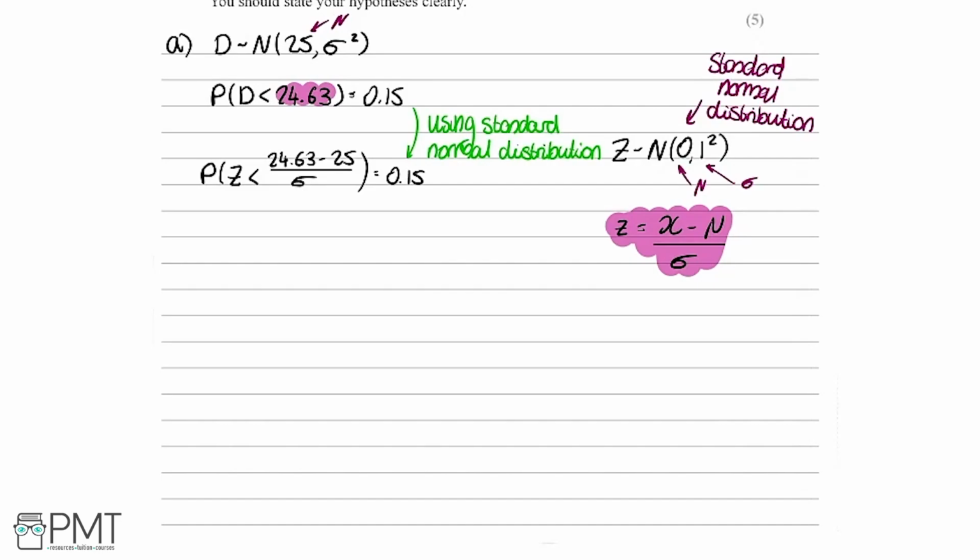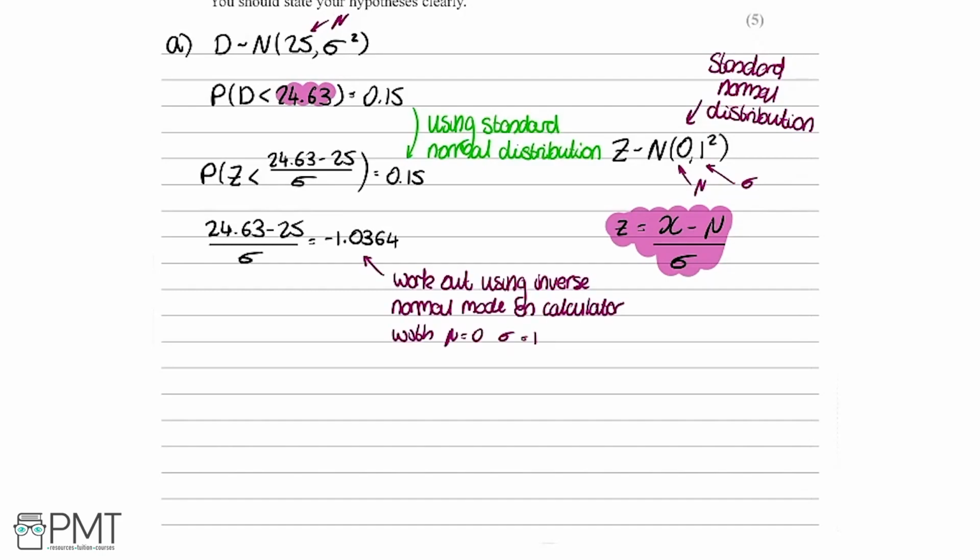Now we can use the inverse normal mode on the calculator. In inverse normal mode, make sure tail is set to left if the calculator lets you choose that. If not, don't worry. Then we select the area to be 0.15, and because we're using the standard normal distribution, we set sigma to be 1 and mu to be 0. Then we click enter and see what we get. We get minus 1.0364. So we know that 24.63 minus 25, all over sigma, equals minus 1.0364.